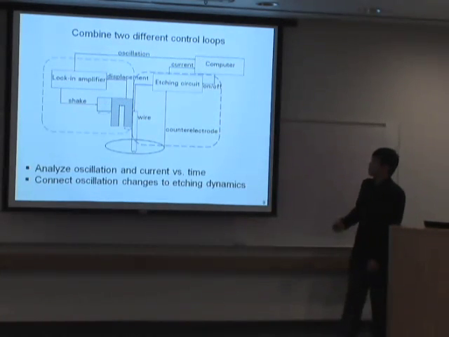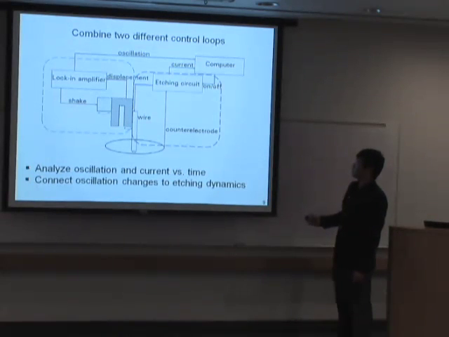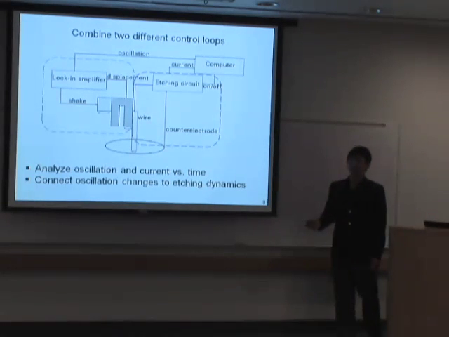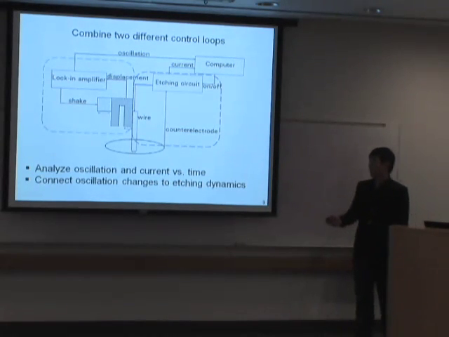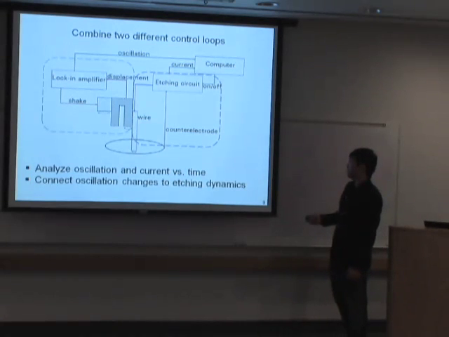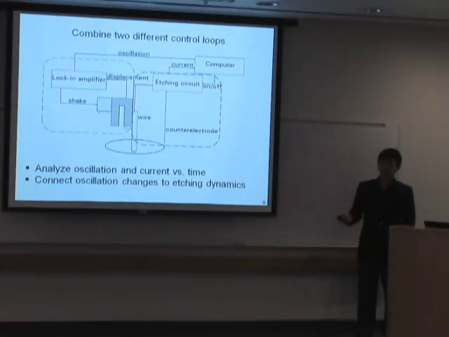And the big idea is that we're going to combine the two control loops, one being the tuning fork and the other being the etching, at the same time, and analyze oscillation and current versus time, and connect the oscillation changes in the tuning fork to tip etching dynamics.